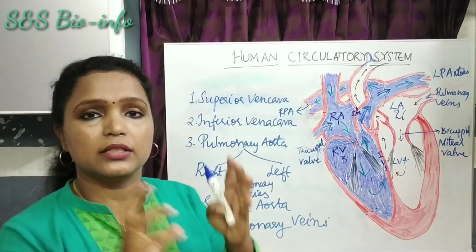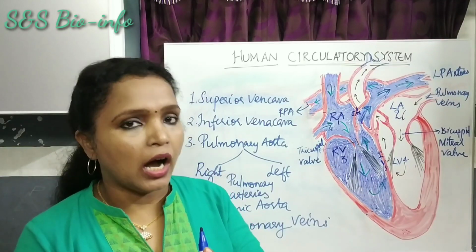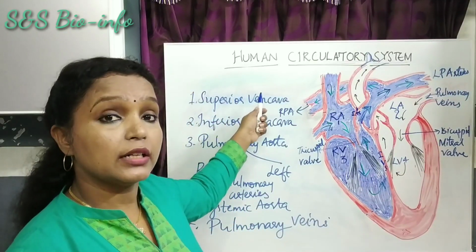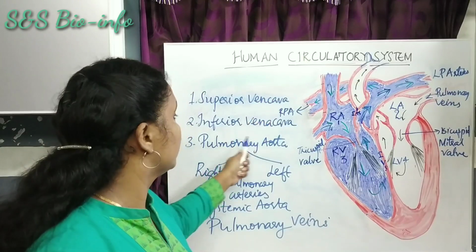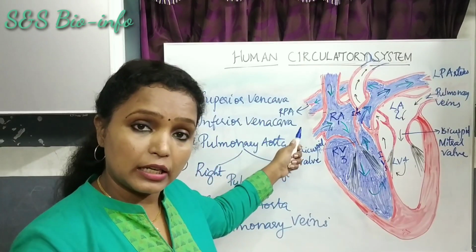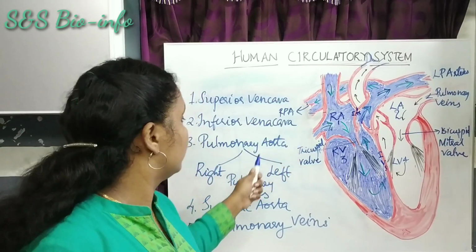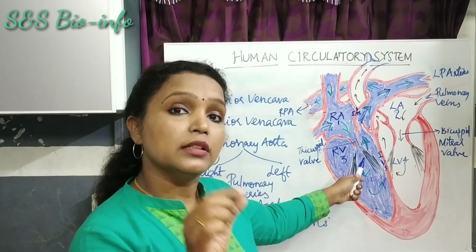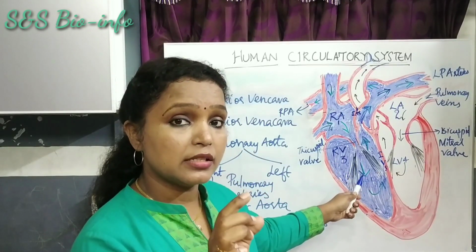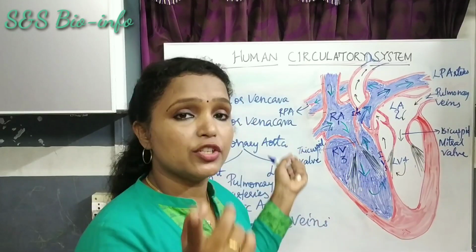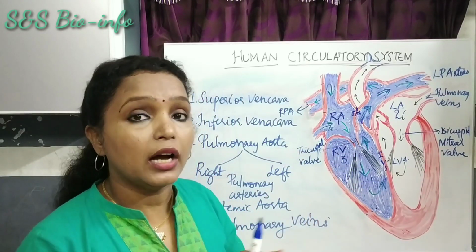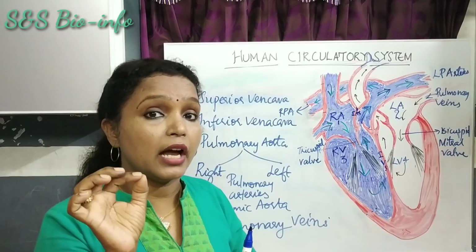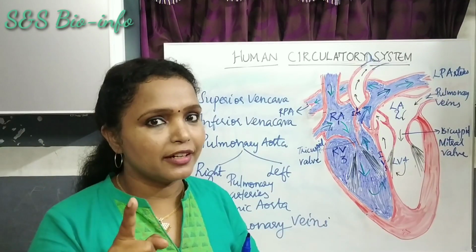And these are the associated blood vessels of the heart. The superior vena cava collects impure blood from the upper part of the body. The inferior vena cava collects the impure blood from the lower part of the body. The pulmonary aorta, from the right ventricle, pumps the deoxygenated blood to the lungs. Then the pulmonary aorta divides to form the right and left pulmonary arteries. The only artery that carries impure blood is the pulmonary artery.